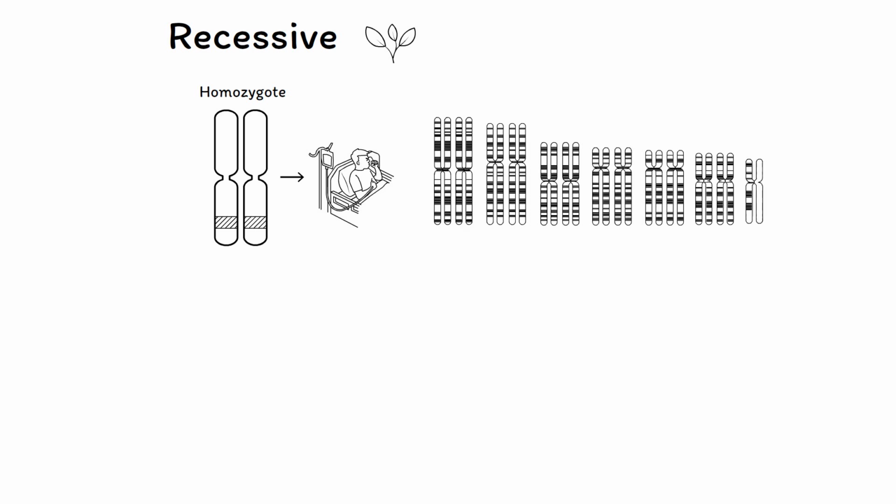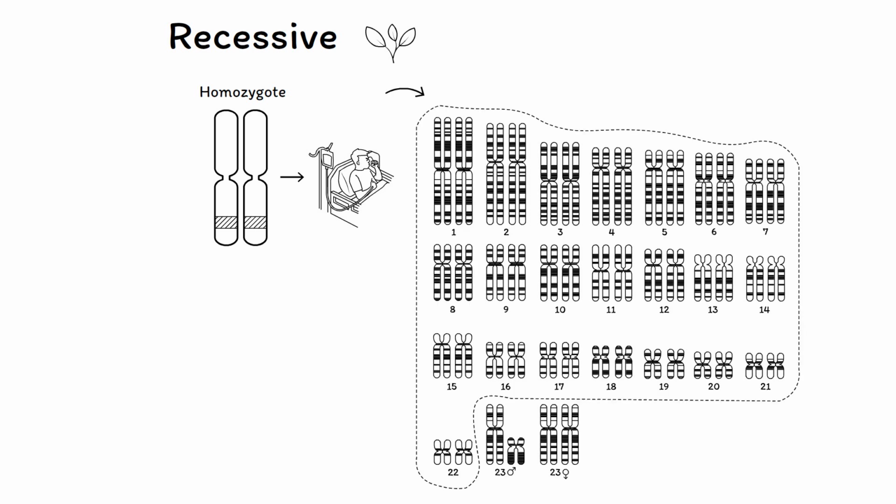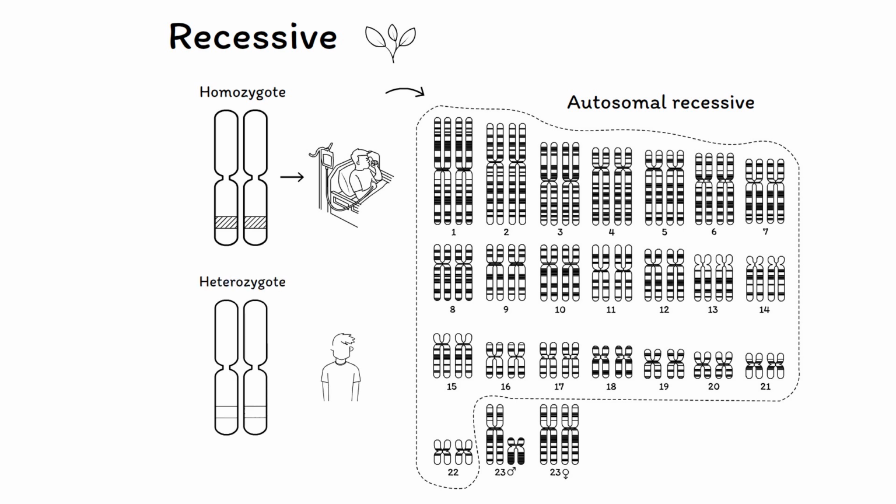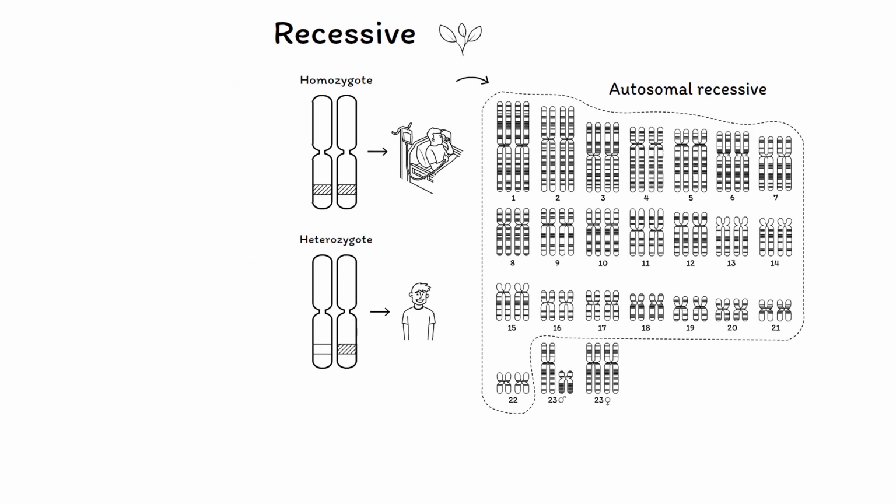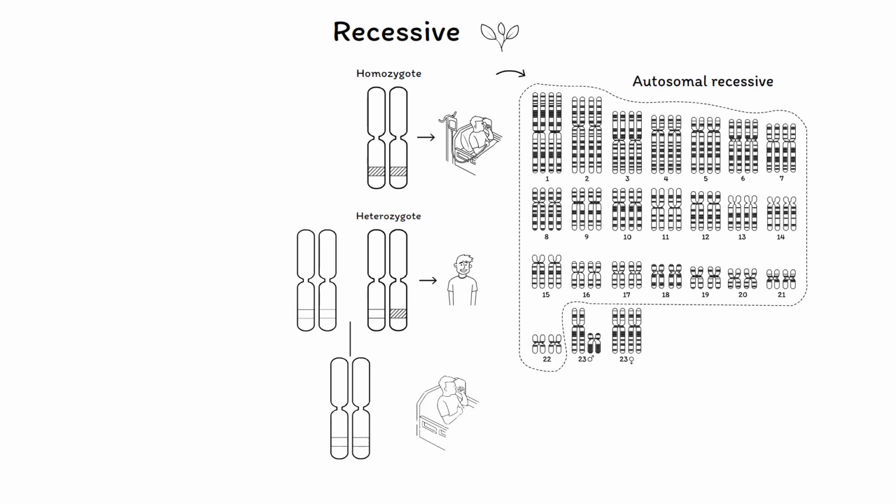When a disorder only develops if someone is a homozygote for a genetic variant, the disorder is inherited in a recessive manner. And when the affected gene is located on the autosomes, it is called an autosomal recessive disorder. Heterozygotes are carriers of the genetic variant that don't get the disease themselves, but may pass it on to the next generation. They are called asymptomatic carriers.